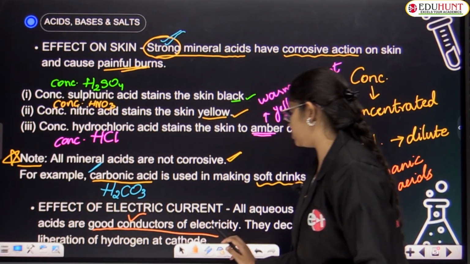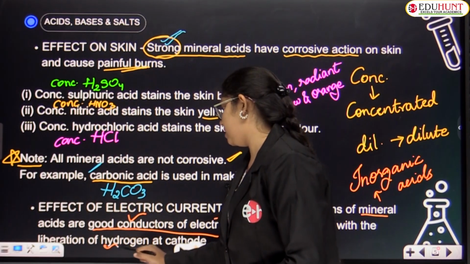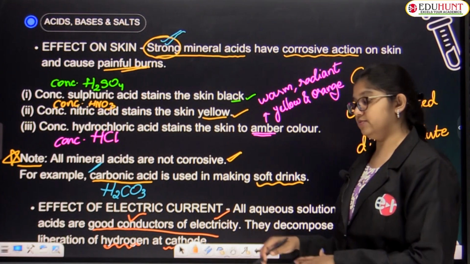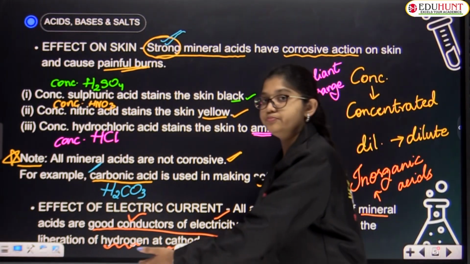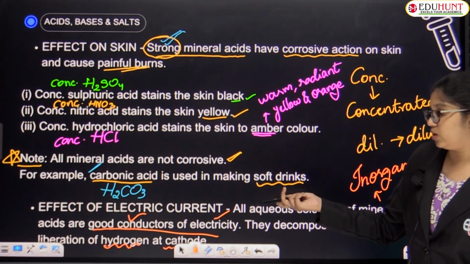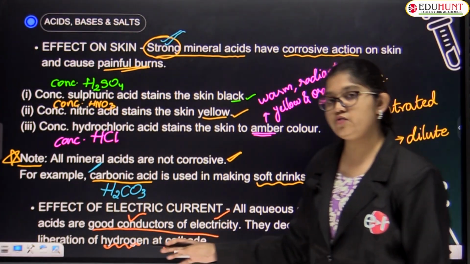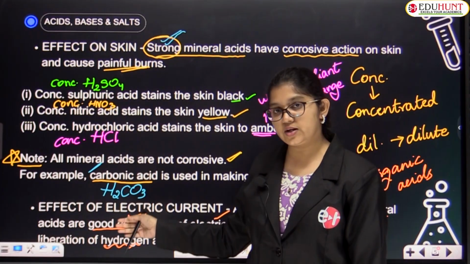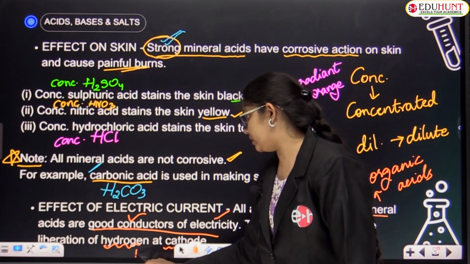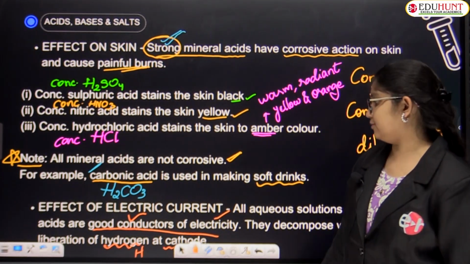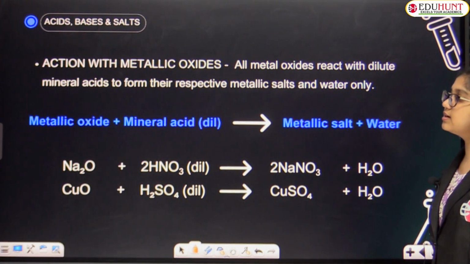They act as good conductors of electricity, and they decompose with the liberation of hydrogen at the cathode. So, at the cathode, okay, we have to know cathode and anode. At the cathode, hydrogen is liberated. In the aqueous solution, the acids decompose with the liberation of hydrogen, because acids contain the hydronium ion, hydrogen ion, yeah, that one. So, they liberate hydrogen at the cathode, fine. Now, this is all about the effect of electric current.